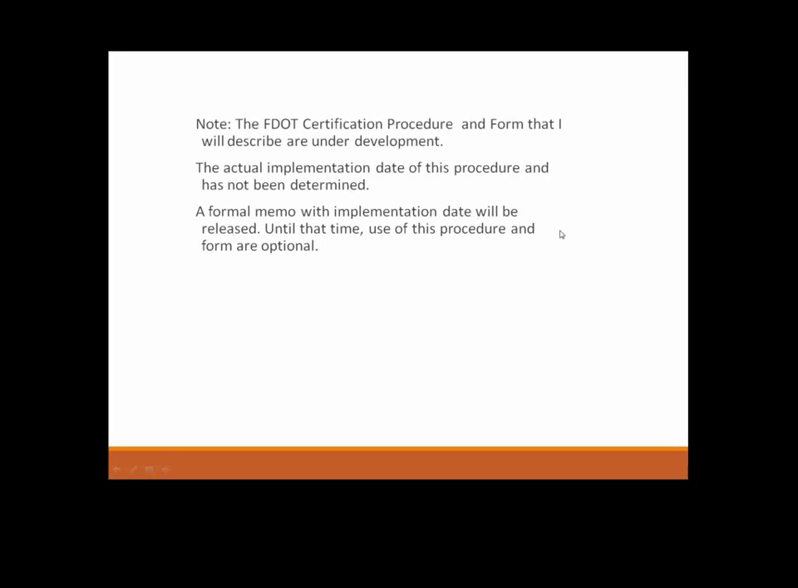I'm going to be talking about the department's proprietary products procedure. We are currently just about ready to implement the official procedure and form for proprietary products that you're going to be using. This has to be done at the design phase, and I don't have an official date for you yet on when that will be implemented, but when that happens, there will be a formal memo that goes out so you'll know when to start using that procedure.